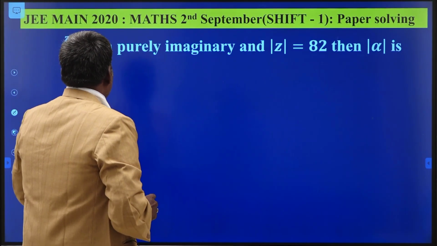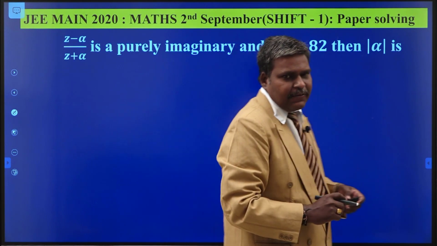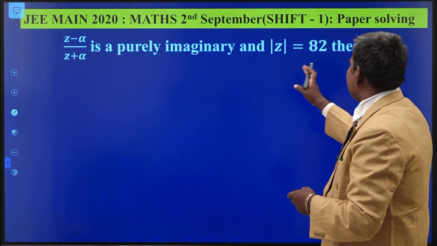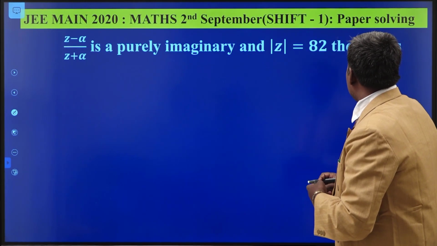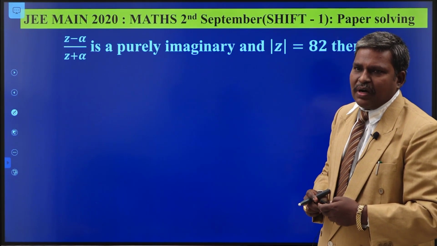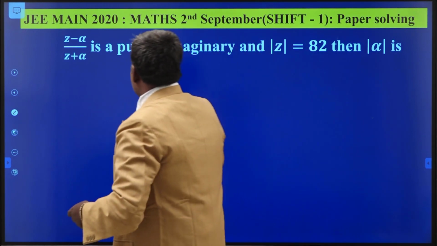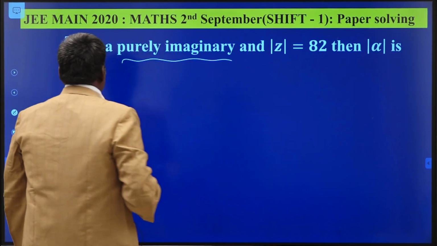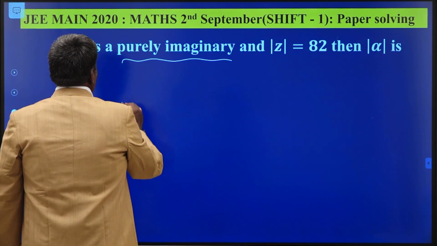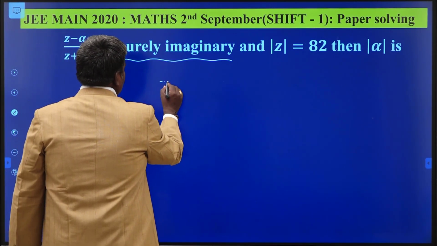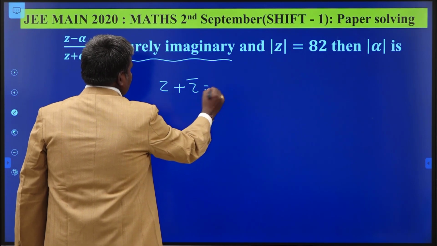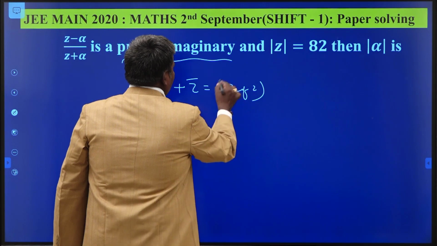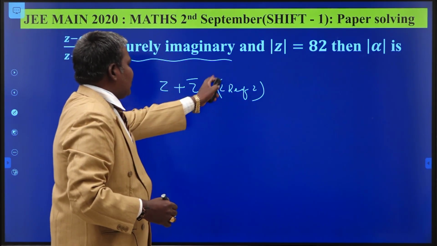Now see this problem: (z − α)/(z + α) is purely imaginary and |z| is equal to 82, then you have to find out the value of modulus of α. Some complex number is purely imaginary. All of you know what z + z̄ is: 2 times the real part of z.